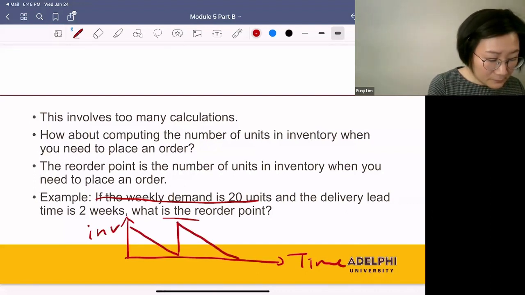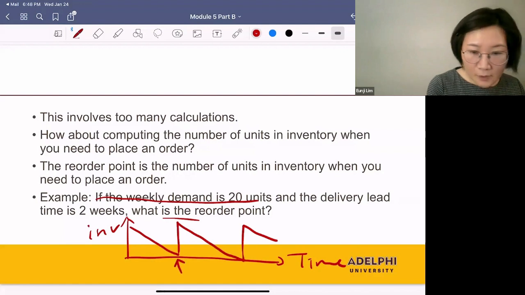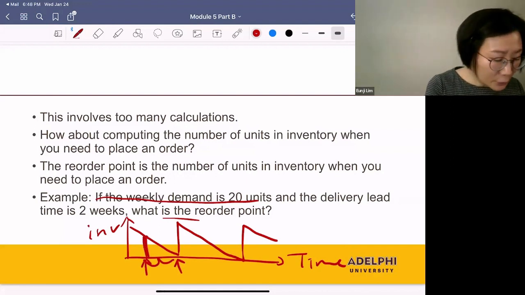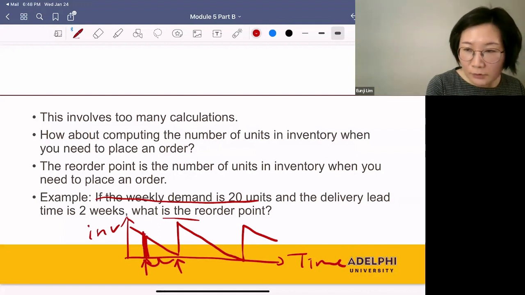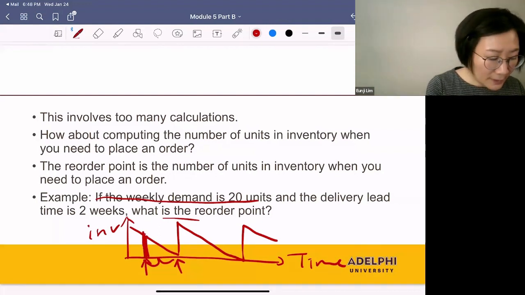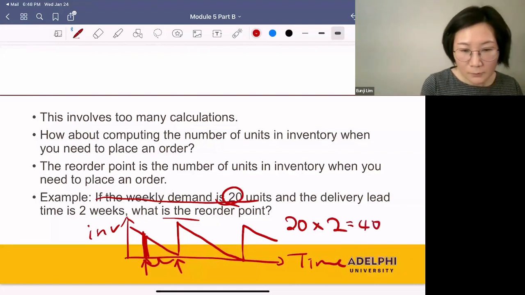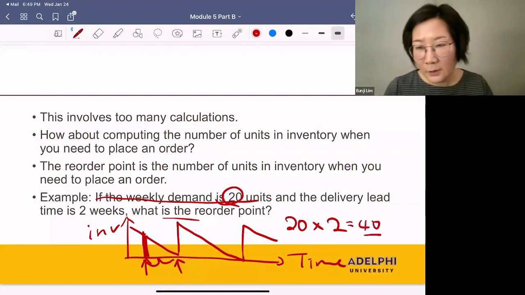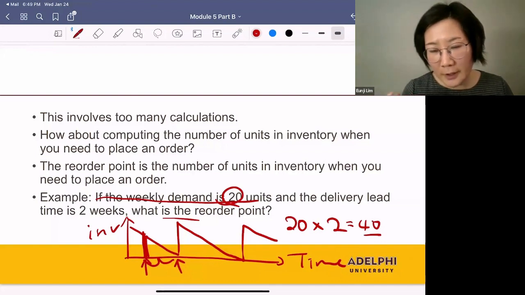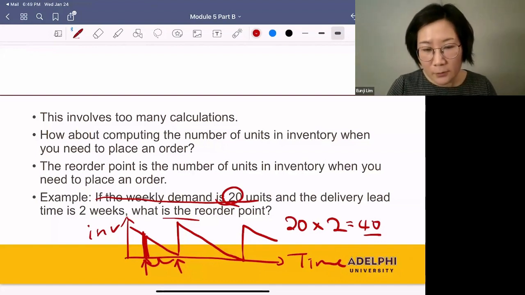Now, at this point, you run out, and 2 weeks before that happens, how many units do you have in your inventory? And this is 2 weeks supply because this will last 2 weeks. So how much is 2 weeks supply? 1 week's supply is 20 units, and 2 weeks supply is 40 units. So this is the reorder point. Whenever your inventory position hits 40, you place an order.